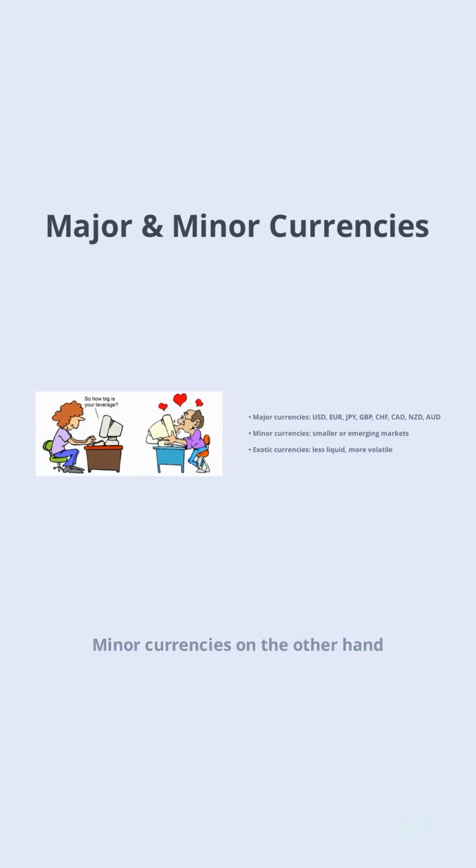Minor currencies, on the other hand, are from smaller or emerging economies. They're still traded in significant volumes but are less liquid than the majors. Then there are exotic currencies, which are even less liquid and more volatile, often coming from developing markets. Understanding these groups helps you navigate the Forex market with confidence.